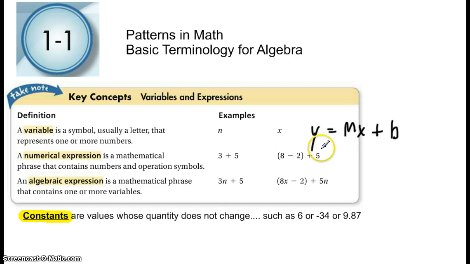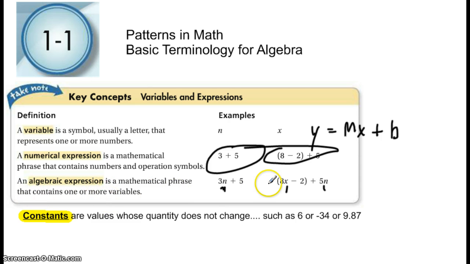The numerical expression, it's just an expression with numbers. Numbers, numbers, numbers, numbers. This whole thing is an expression. Algebraic expression, this is going to be an expression that's actually involving a variable, like right here, and like right here, and like right here. So if it has no variable, it is a numeric expression. If it has a variable, it is an algebraic expression. One thing to note is that these are not equations because there's no equal sign.